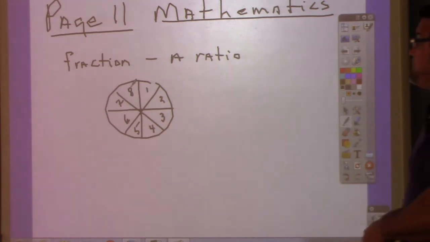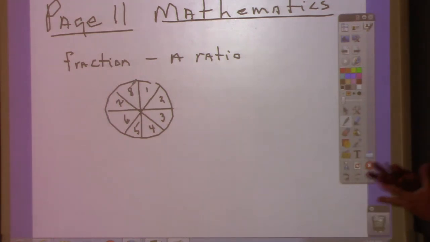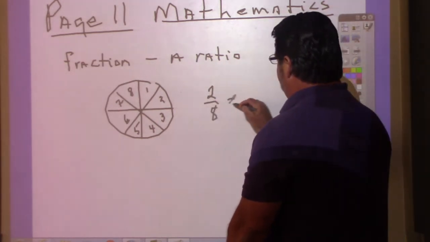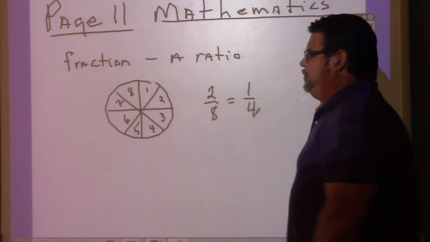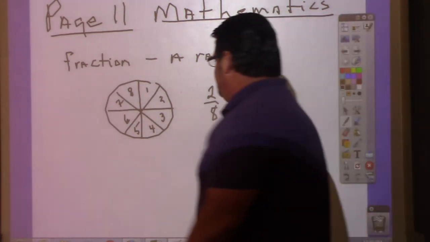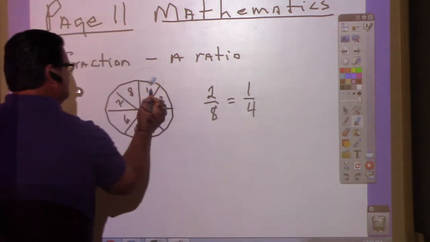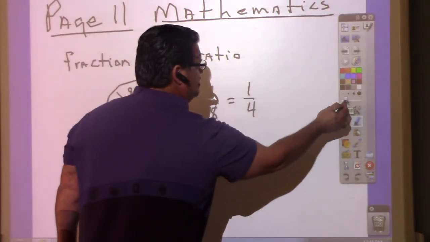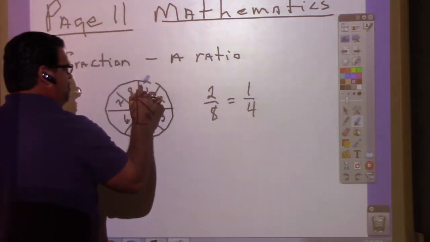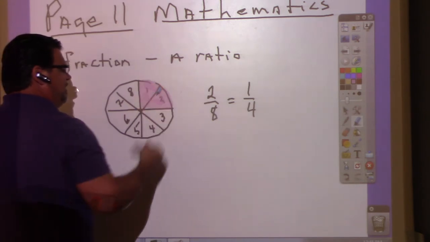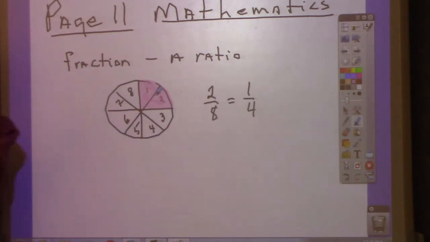All right, so you got 8 pieces of pizza. If you eat 2 of those pieces, then you have eaten 2/8, or you've eaten what? 1/4. You've eaten a quarter of that pizza. And if you take your handy dandy highlighter and shade those 2 pieces in, what does that piece look like? A quarter. Okay? And that's a fraction.